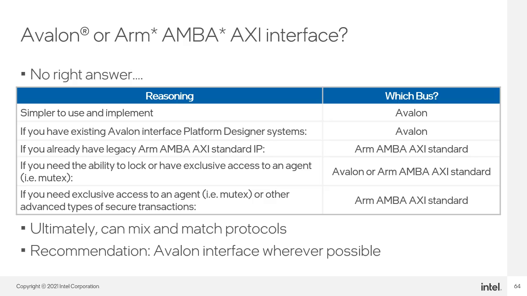If you have legacy IP or want to communicate directly with an ARM-based device, such as the ARM Cortex-A9 or A53 found in Intel FPGA SoC devices, use the Arm AMBA AXI standard. If you want locked or exclusive access to an agent, use the Arm AMBA AXI standard. ARM's interface standard has additional features beyond the simple locking mechanism found in Avalon. Ultimately, though, you are free to mix and match interface standards however you want, but our best recommendation is to use Avalon wherever possible.